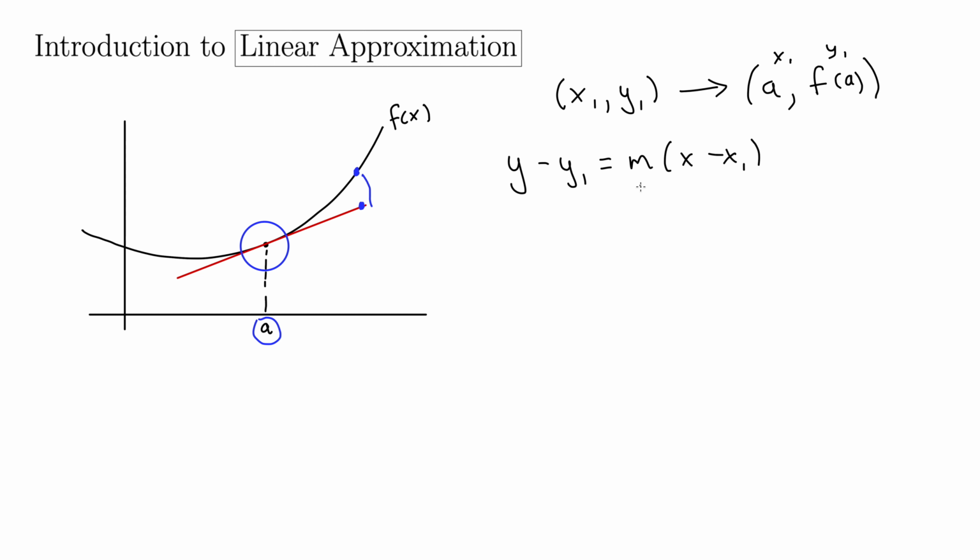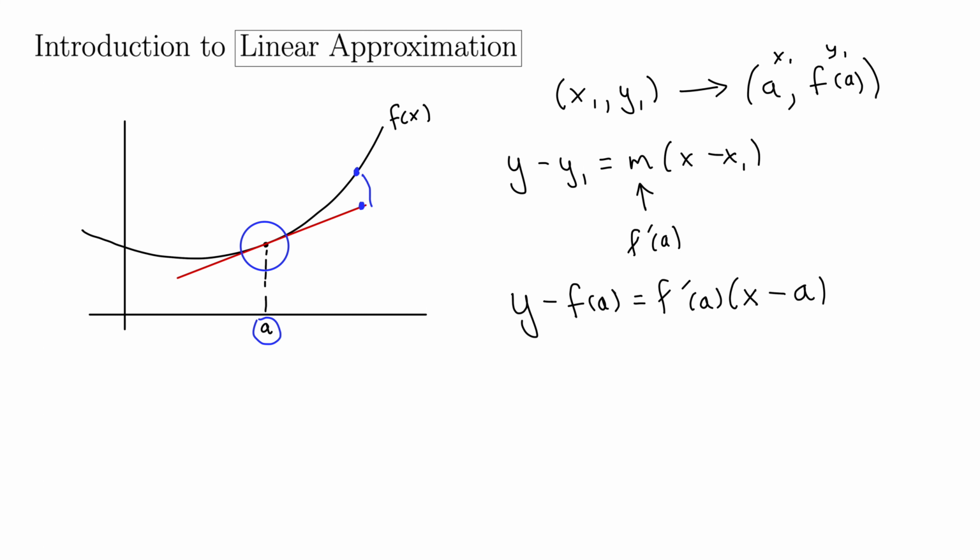Okay, our slope, of course, well, this is the equation of a tangent line, so our slope will come from f prime of a. Right, the derivative of the function evaluated at the point A will give us the slope of this linear approximation line here. Thus, we have y minus, we decided y1 was f of a, equals m, we decided that was f prime of a, times x minus, we decided x1 was a.